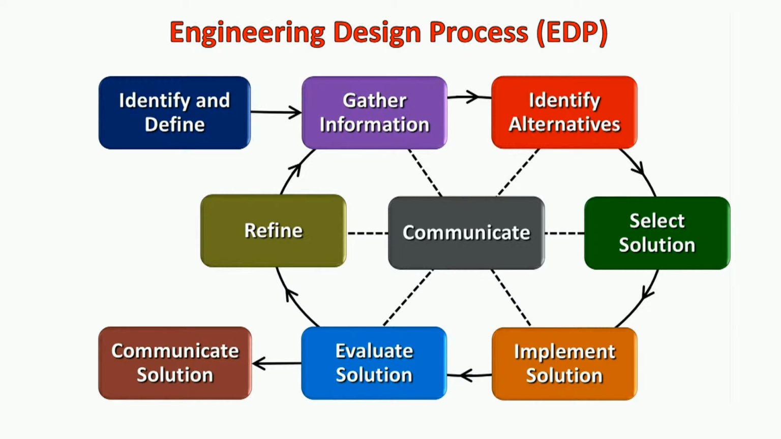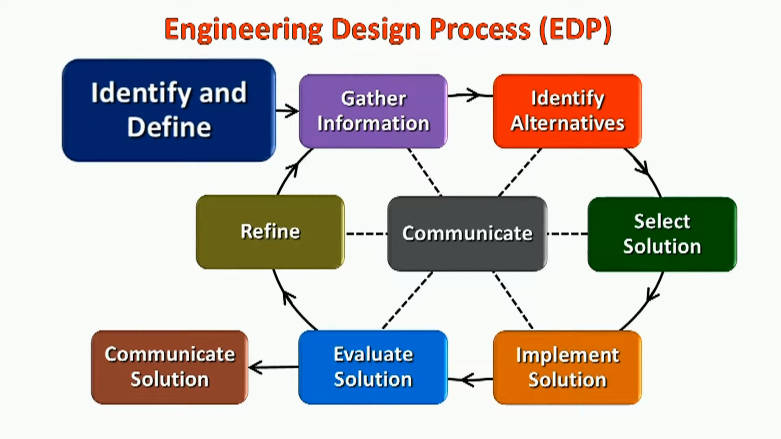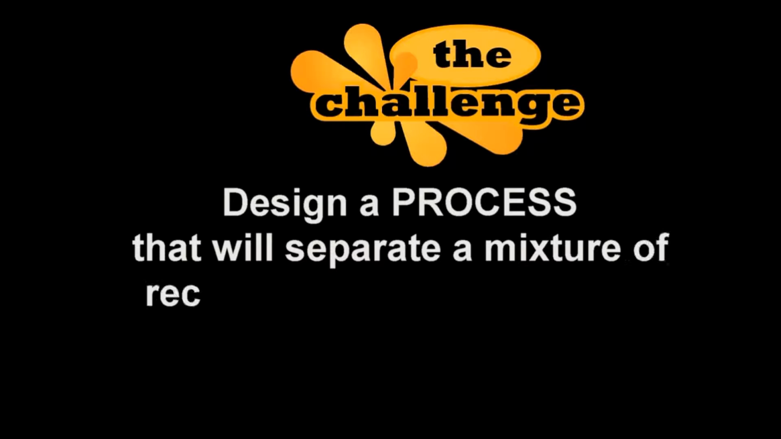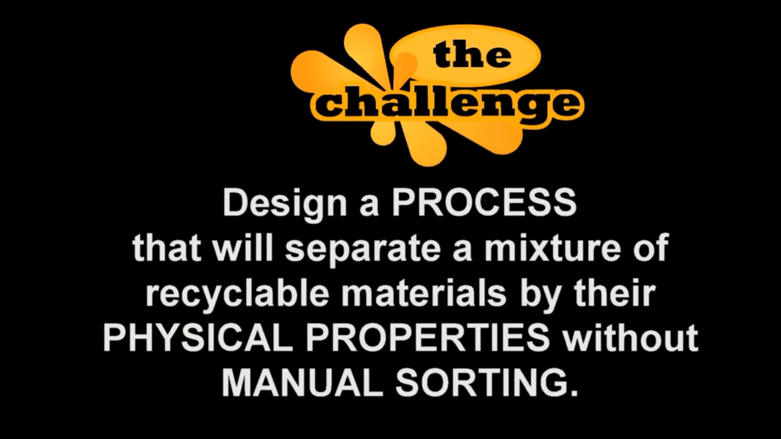This is a diagram of the engineering design process. The first step is to identify and define the issue presented by the challenge. Design a process that will separate a mixture of recyclable materials by their physical properties without manual sorting.